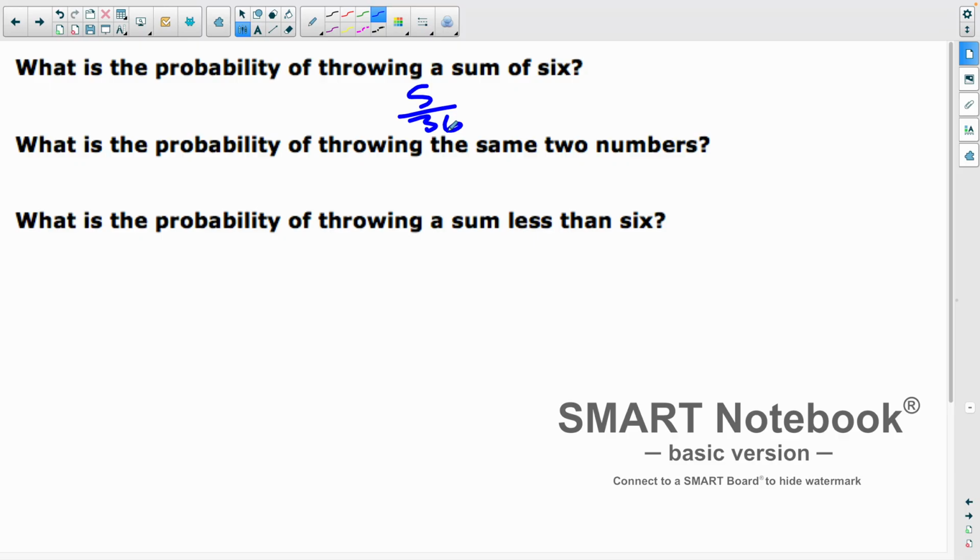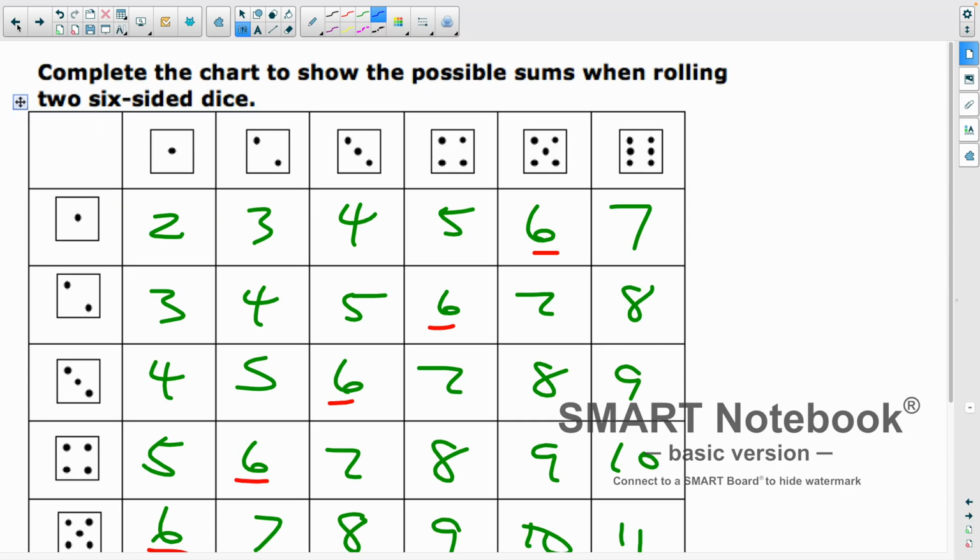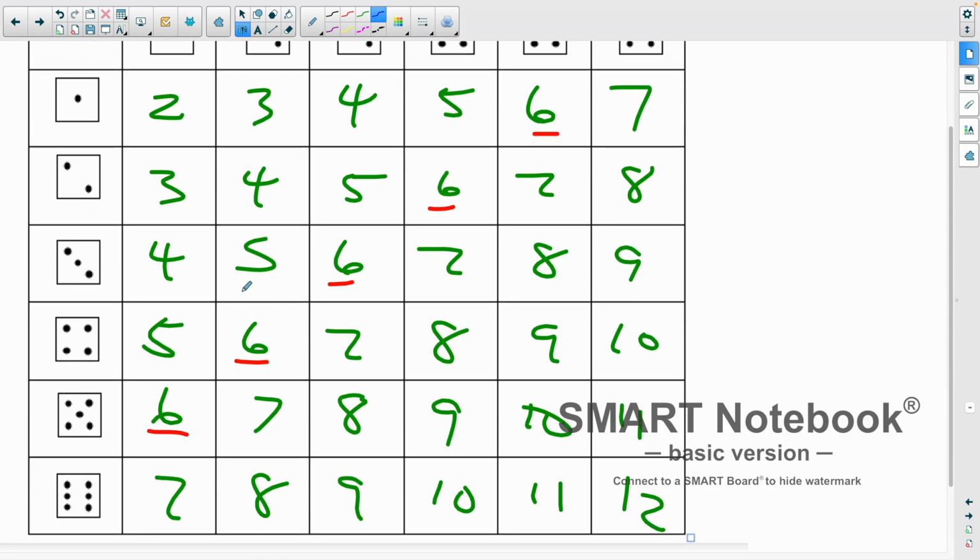How about the next one? What is the probability of throwing the same 2 numbers? What do we call those? Doubles. Snake eyes is one of them. All right. Snake eyes, boxcars. All right. We're rolling doubles. How many doubles do I have? 6. I have 6 doubles.